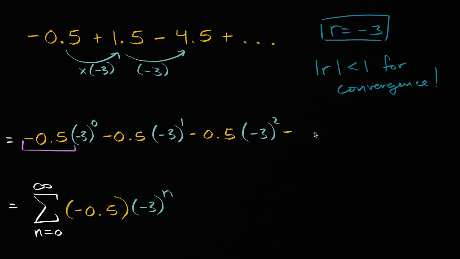And what is the absolute value of -3? Well, the absolute value of -3 is equal to 3, which is definitely not less than 1. So this thing will not converge.